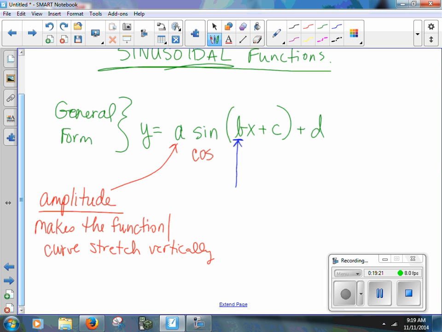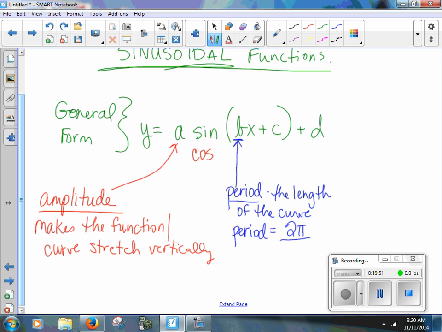Of course, this goes for cosine as well. The B, where's the B? The B is the period. The length of the curve. And folks, the period is equal to 2 pi over the absolute value of B.